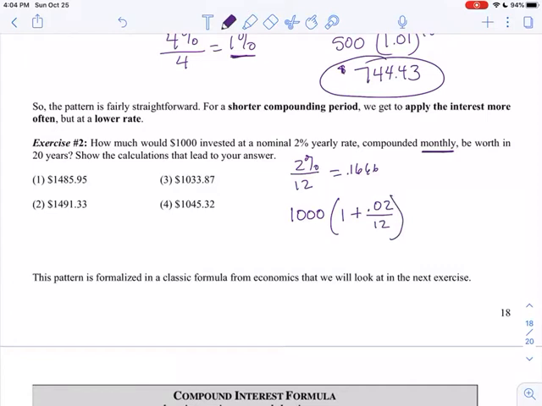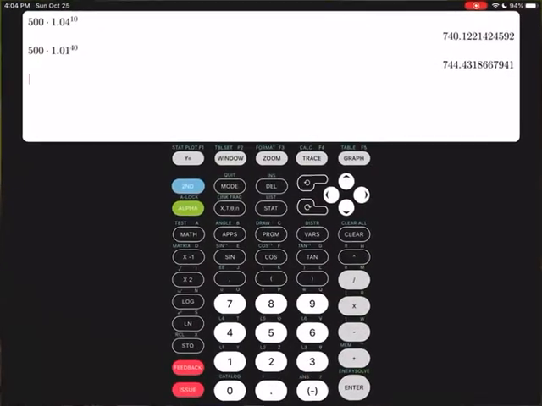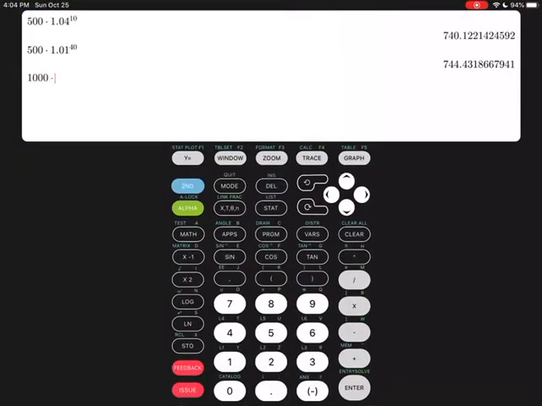So I'm going to take the 1,000, which was my investment, times 1 plus my interest rate, 0.02, divided by 12 because I'm compounding monthly. Then the exponent is the 20 years times the 12, because I'm doing it monthly.